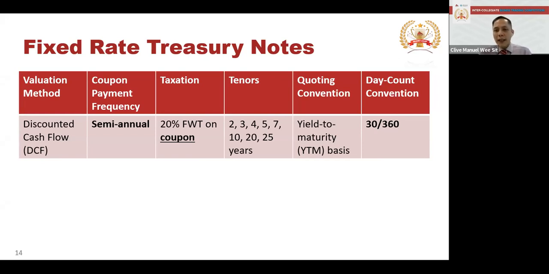And they are quoted in the markets on a yield to maturity basis, meaning when you buy or sell an FXTN, you will be quoting a yield to maturity as the price, quote unquote, of the FXTN that you are buying or selling.